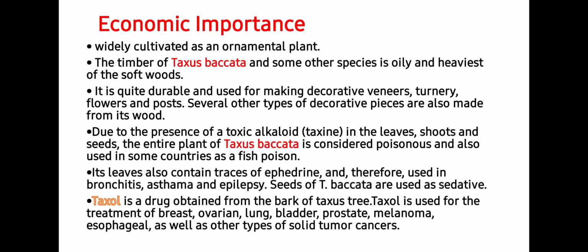Due to the presence of a toxic alkaloid, taxine, in the leaves, shoots and seeds, the entire plant of Taxus baccata is considered poisonous and also used in some countries as a fish poison. Its leaves also contain traces of ephedrine and are therefore used in bronchitis, asthma and epilepsy. Seeds of Taxus baccata are used as a sedative, means they relax the brain.